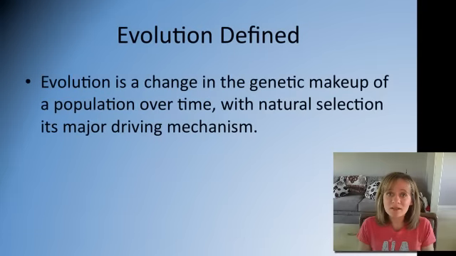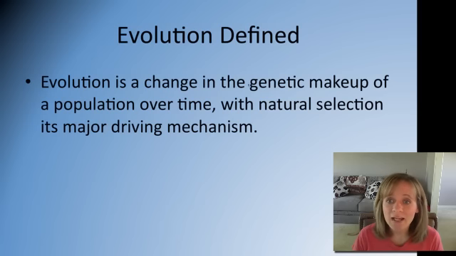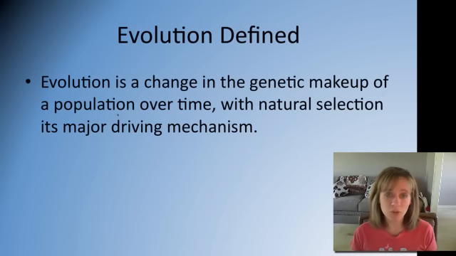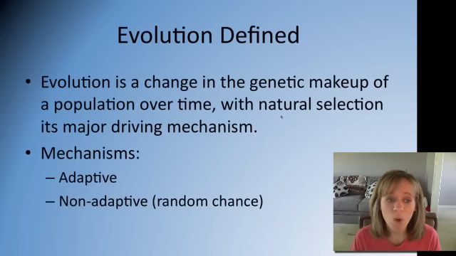First, very basic, let's get a definition of evolution. Evolution is a change in the genetic makeup of a population over time. So basically, we're looking at this genetic makeup, the DNA, changing over lots and lots of time, and it's a population, not the individual. The population is evolving. And like I just said, natural selection is the driving mechanism. So that's what we're going to spend most of this video on.